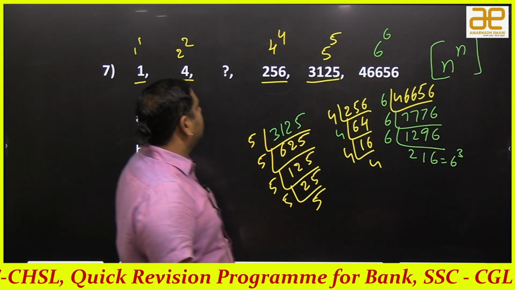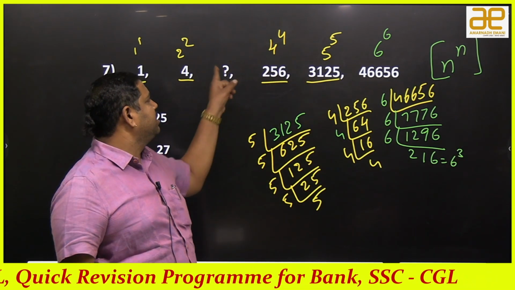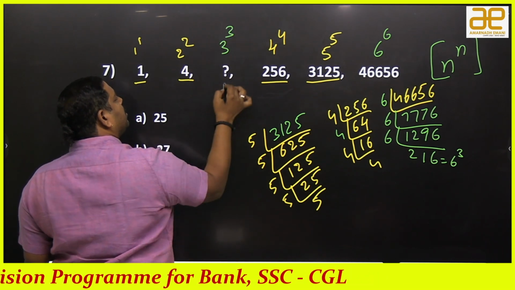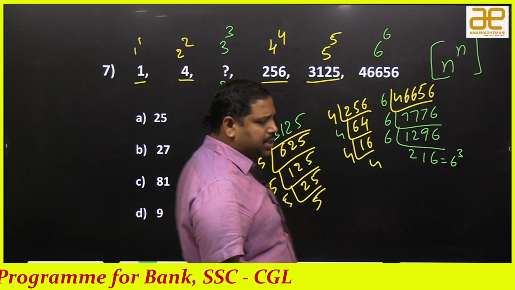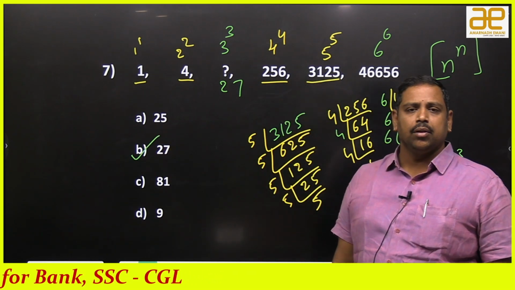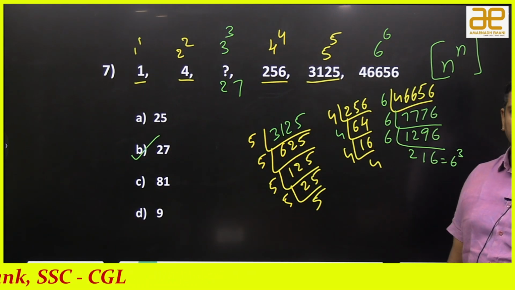Okay. Next, 1, 2, 4, 5, 6. What is the missed one? 3. So it is 3 power 3. So how much is it? 27. If it is there in the options, my answer is fixed. So 27, option B, is the answer. Right, can I go to the next one?